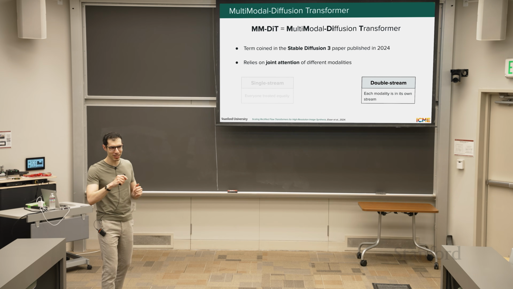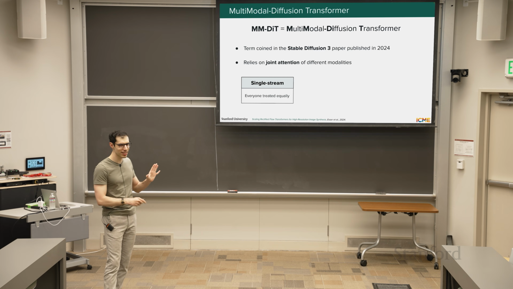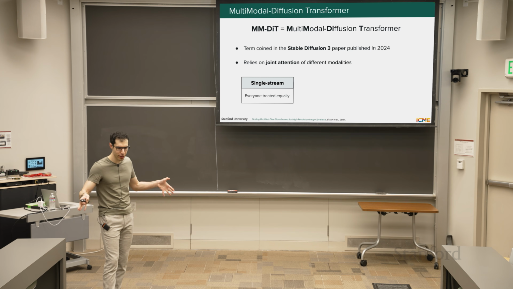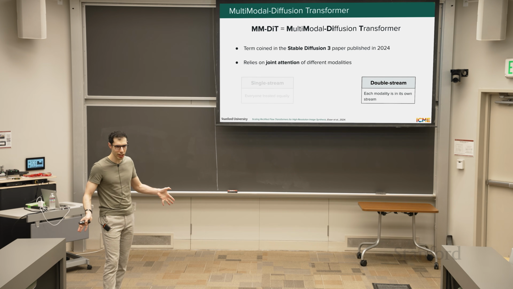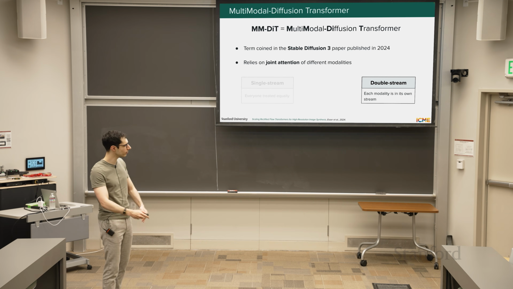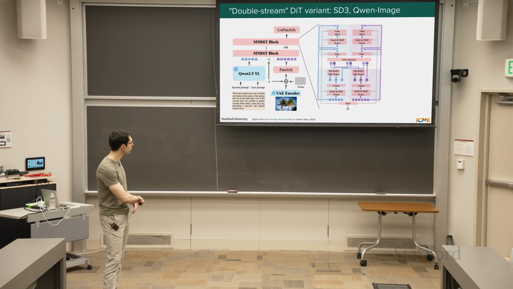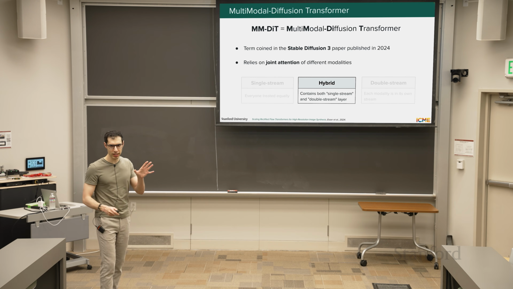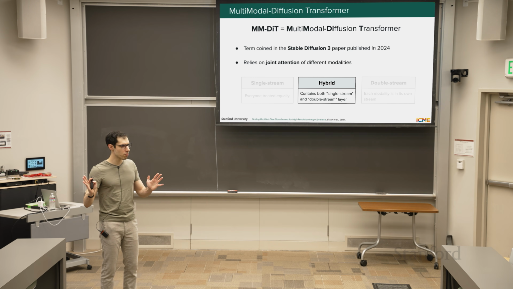Maybe I'm pushing it too far with this analogy, but all of that to say that we have two different classes of MM-DiT. One is single stream, so everything is treated equally. And the second one is double stream. Each modality has its own stream. And you even have papers that mix the two, so I call them hybrid here. So they contain both single stream and double stream layers. And the next few slides are just about calling out such models.